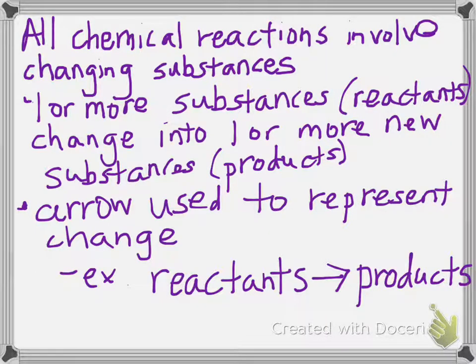Okay, so again, all chemical reactions involve changing substances. One or more of the substances that are called reactants, those are your starting substances, that's what you start with, change into one or more new substances, which are called the products. An arrow is used to represent this change, and again, an example of what we'll start to look at here is that we'll have the reactants on the left, our arrow, and our products on the right.